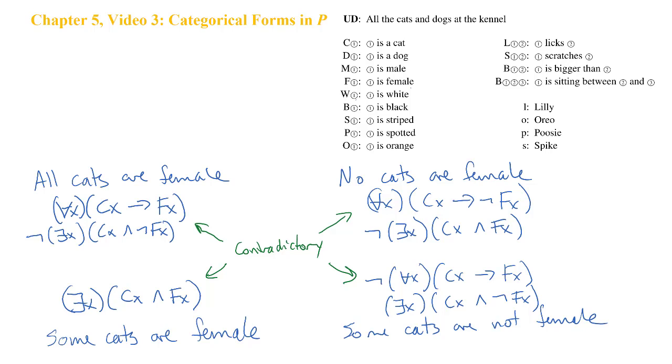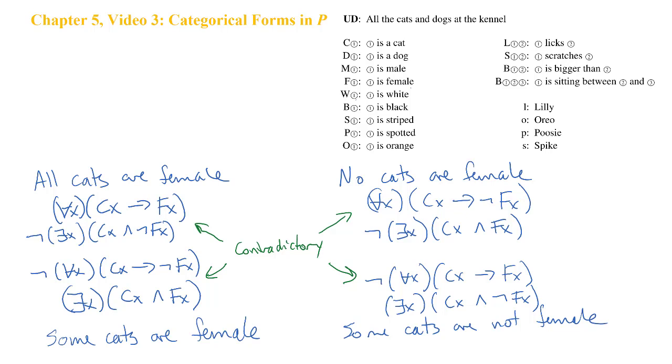And from the top right-hand side, we could take this form, move it down here, and negate it to get, it's not the case that all cats are non-female. So there's at least one which is female.